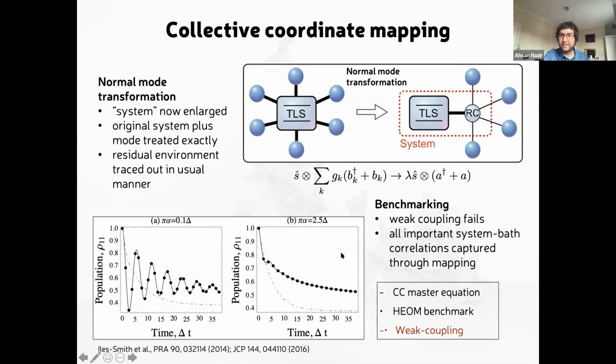On the right-hand side, similarly now we've got much stronger coupling between the system and environment, but again a long correlation time. So we certainly wouldn't expect the weak coupling approach to work well here, and it doesn't. But encouragingly, the collective coordinate master equation still captures very well the numerical benchmark dynamics. And I should say that although I've only shown populations here, the coherence dynamics is similarly well captured in these situations as well.